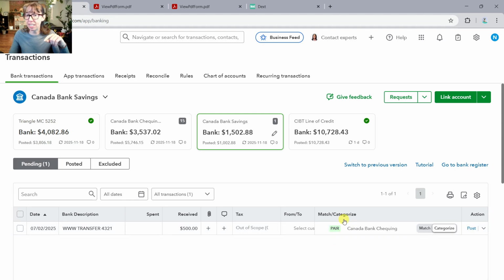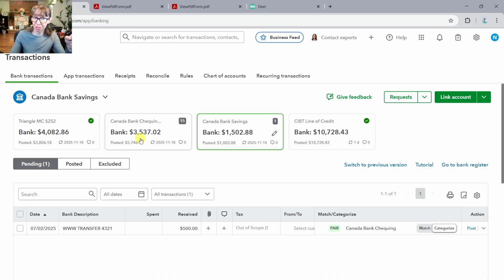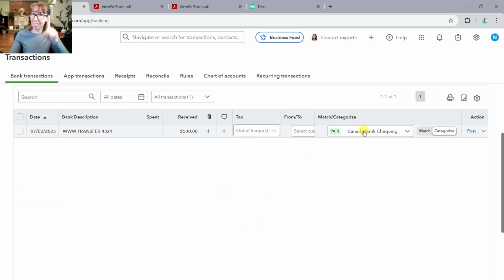It is suggesting a pair. Now, the reason QBO is suggesting this pair is because it has access to both bank feeds. It sees that there's a deposit of $500 on July 2nd into one bank feed, and on the other bank feed, it sees something that it can pair it to. And it does sometimes look a day or two before and after, because sometimes the transfer does take a day or two to go through. And we can see what it's suggesting.